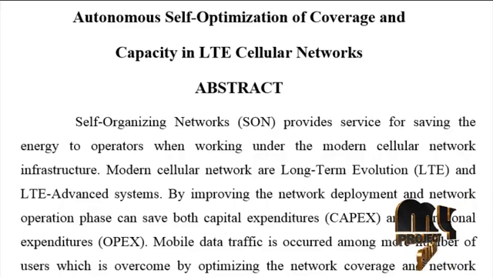Mobile data traffic occurs among a larger number of users, which is overcome by optimizing the network coverage and network connectivity capacity. The above strategy is optimized using self-organized networks. In the proposed work, a traffic light related approach performs autonomous self-optimization. The above-mentioned indicators are used in LTE multi-tier networks.